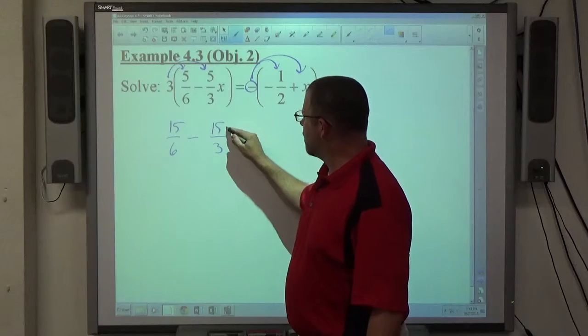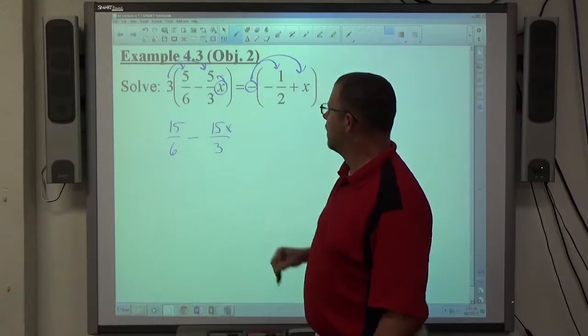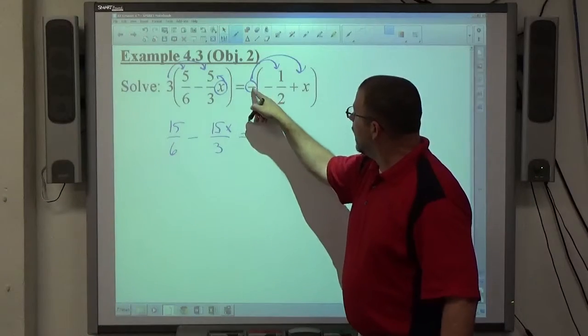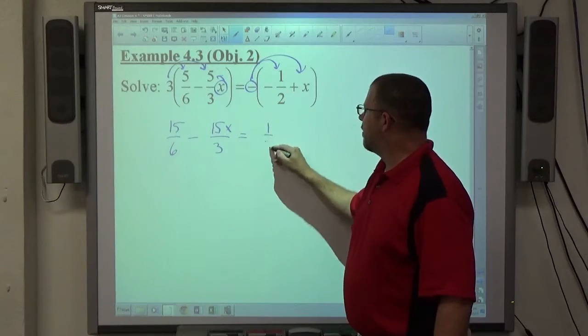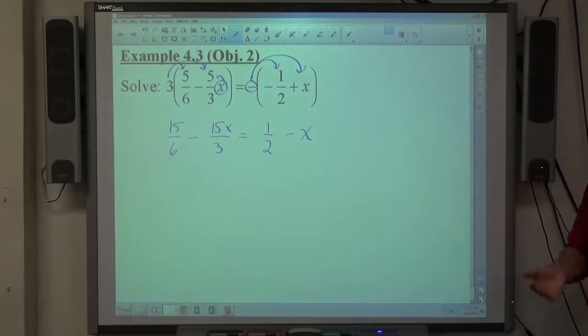I could put the x here, but I'm going to put it on top because that's where it officially is. When it's in front, it really is on top, and it makes for fewer mistakes if we go ahead and put it up there. Negative a half is positive a half, and negative positive x is negative x. And basically, that's how you get rid of the parentheses with the distributive property.